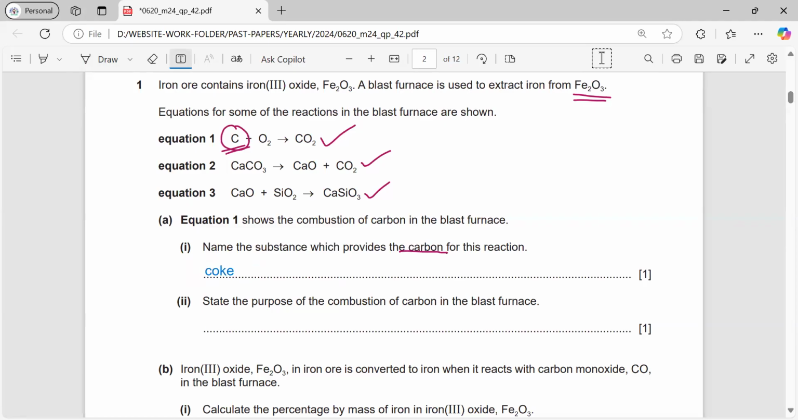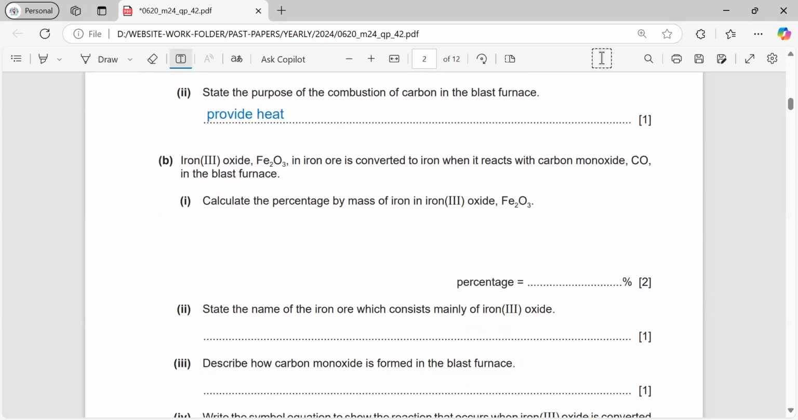State the purpose of the combustion of carbon in the blast furnace. Now, the combustion of carbon provides heat to the blast furnace and increases the temperature of the furnace. Iron 3 oxide in the ore is converted to iron when it reacts with carbon monoxide in the blast furnace. Calculate the percentage by mass of iron in iron oxide.